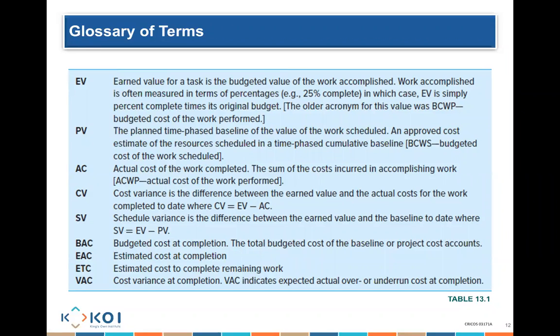Now for your exercises, you will need to calculate all of these cost variances and schedule variances. You will need to think about earned value and planned value. You need to put all of that information in. And I'm going to give you so much training on that today to ensure you don't miss out.